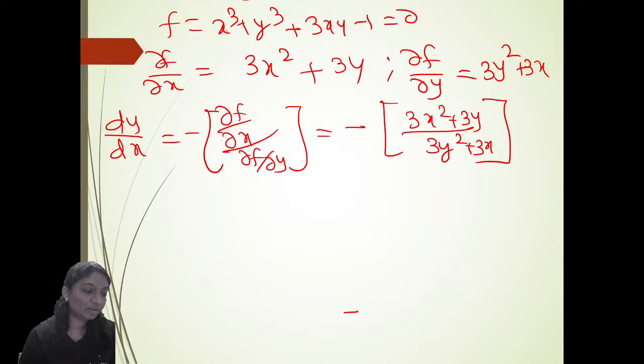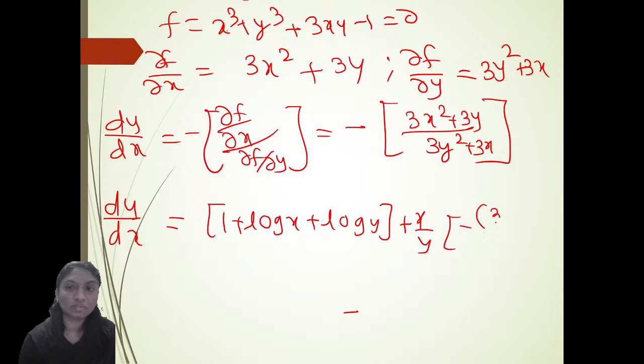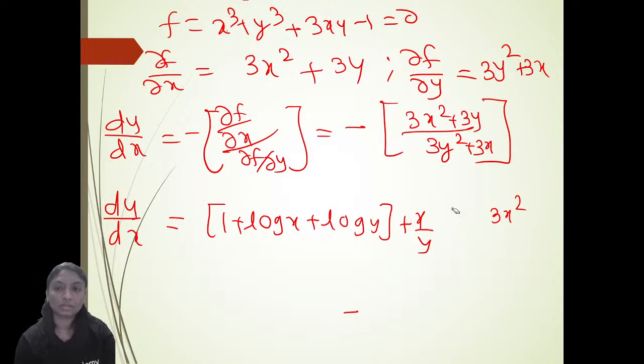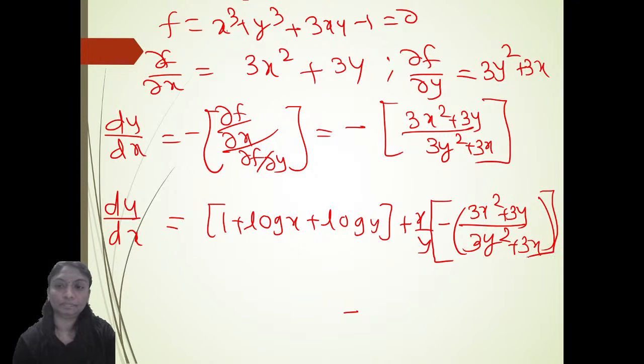In the equation we derived for du/dx, we will put this value of dy/dx. So you will get du/dx is equal to 1 plus log x plus log y plus x upon y into minus of 3x square plus 3y upon 3y square plus 3x.